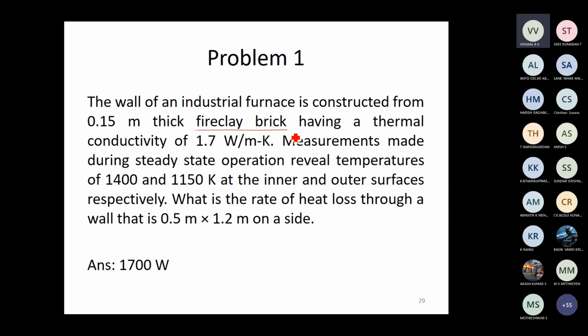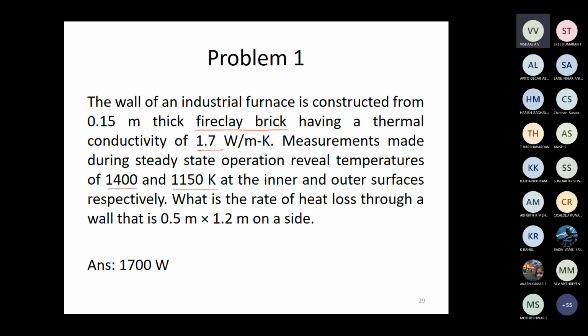This fire clay brick has a thermal conductivity of 1.7. 1.7 is a low thermal conductivity, which means this fire clay brick is a poor conductor. Measurements made during steady state operation reveal temperatures of 1400 and 1150 Kelvin at the inner and outer surfaces respectively. What is the rate of heat loss through the wall? The wall is 0.5 meters and 1.2 meters on a side. So this is the problem.